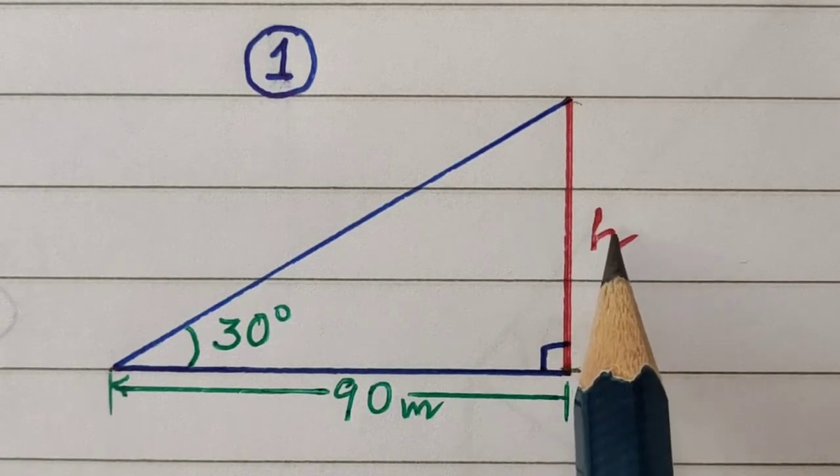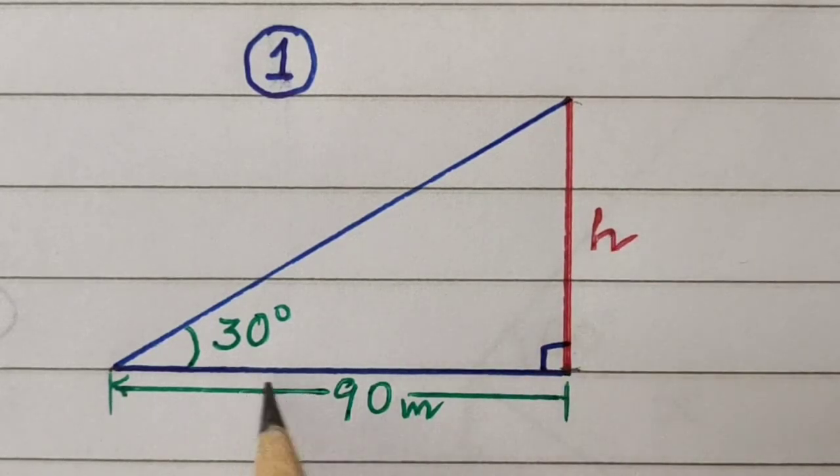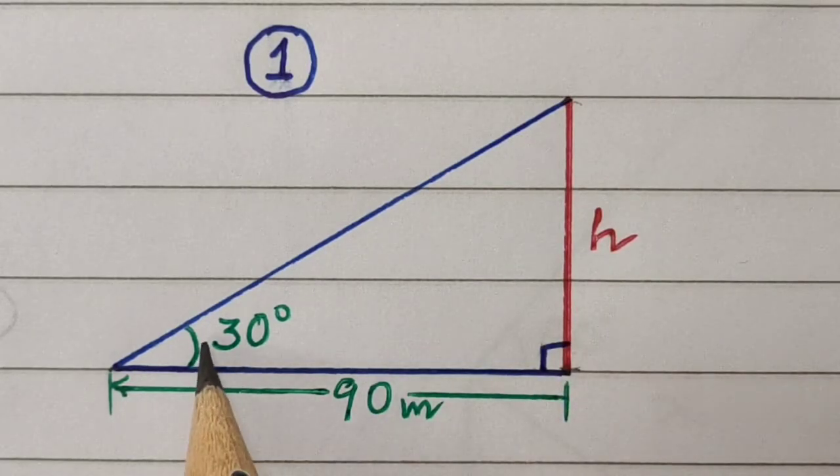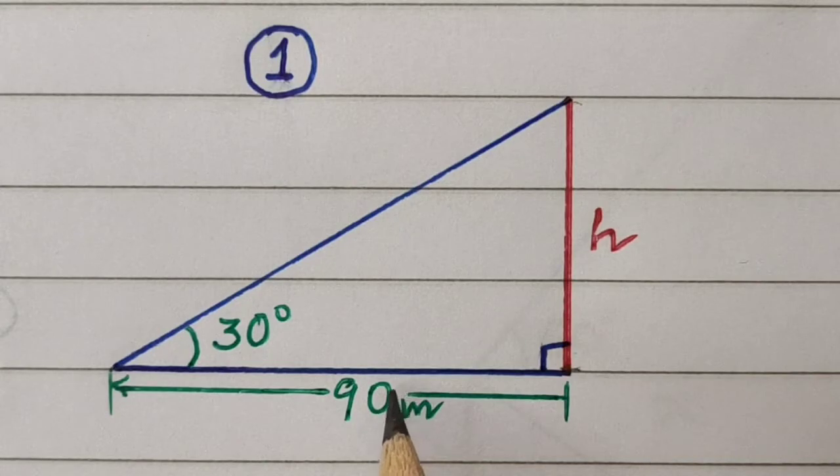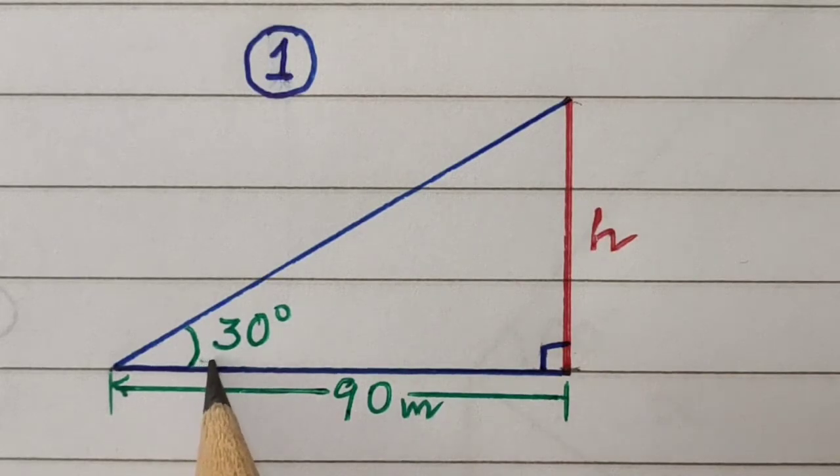We know the height h and the distance. So this is a right angle triangle. We have this angle, so by using trigonometric functions we can find out. This is the opposite side, this is the adjacent side. The relation between these two is tan. Tan 30 will give h divided by 90.